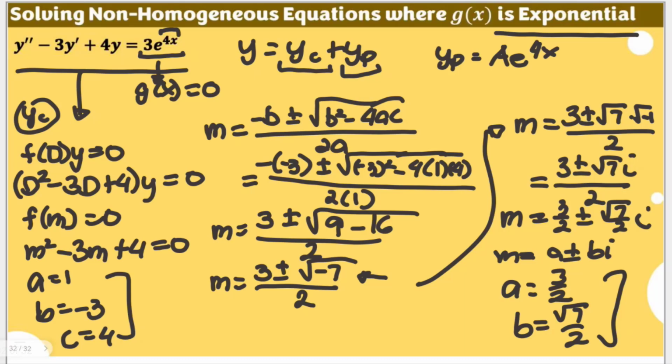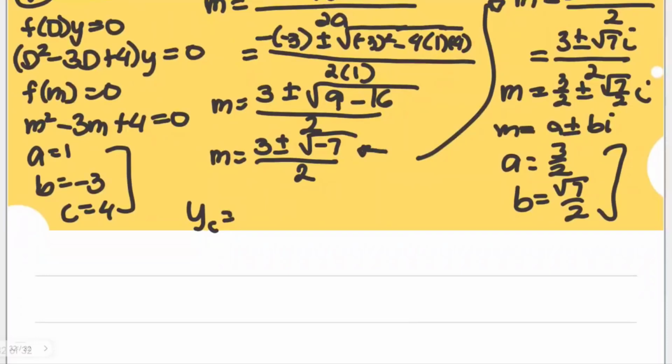because for imaginary roots, the general solution, y sub c, is in this manner: e to the power of ax times c sub 1 cosine of bx plus c sub 2 sine of bx.